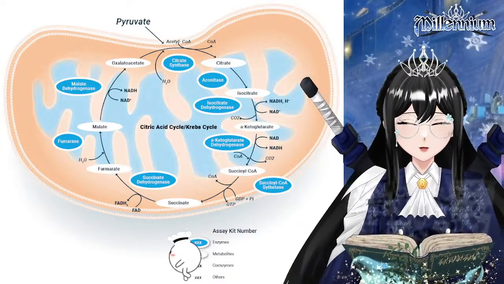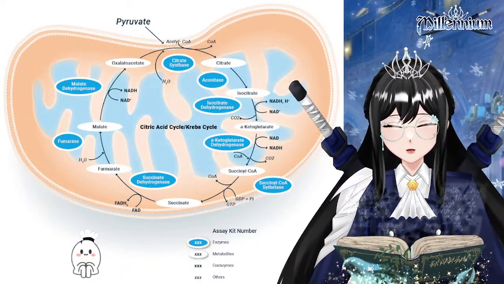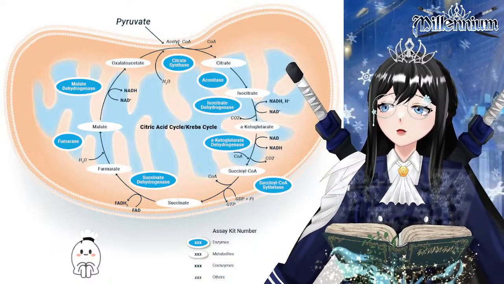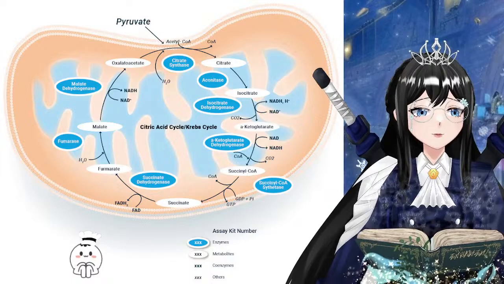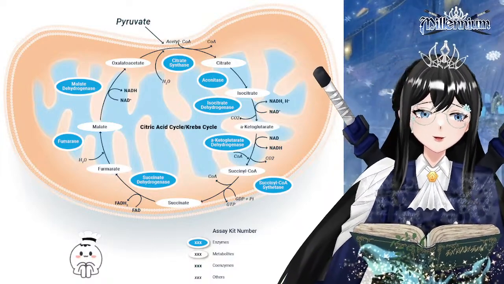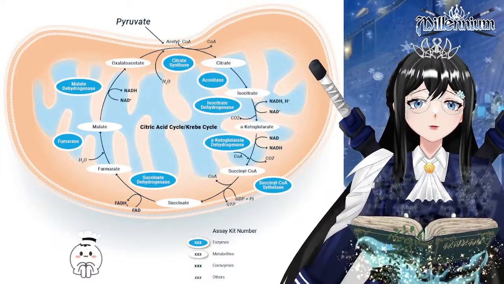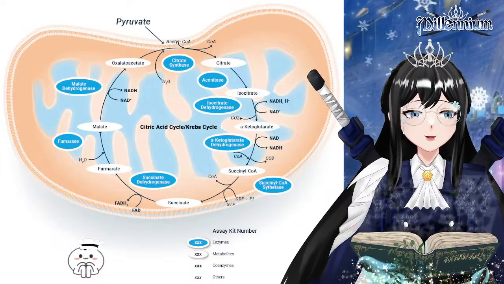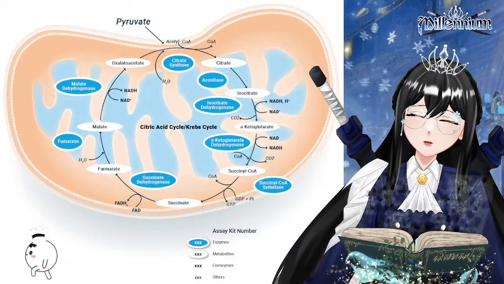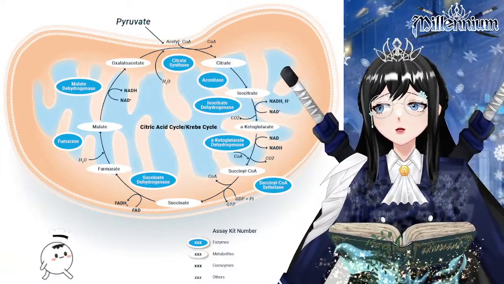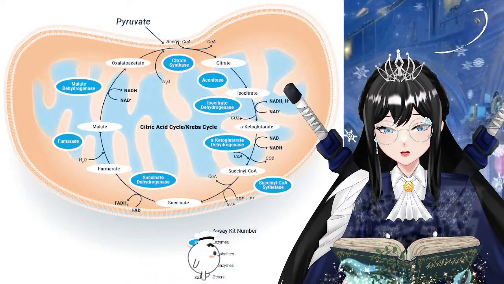Acetyl-CoA would then enter the TCA cycle. It would combine with oxaloacetate to form citrate. And what makes that? It would be citrate synthase, because it makes citrate. So acetyl-CoA plus oxaloacetate, with citrate synthase, is converted to citrate.